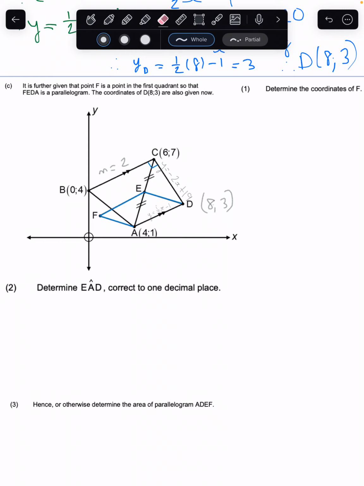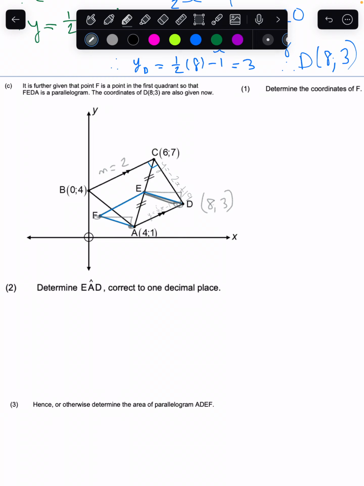So if I can figure out, for example, the gradient of ED, and not only that, if I can figure out how much, say, from D I need to rise and run, then I know that from A I need to rise and run by the same amount. And that is because, first of all, the gradients are the same, so the rise over run ratio will be the same for both of these lines. And secondly, they are the same length. So it's not only that the ratios are the same, but the rise and the runs are also exactly the same.